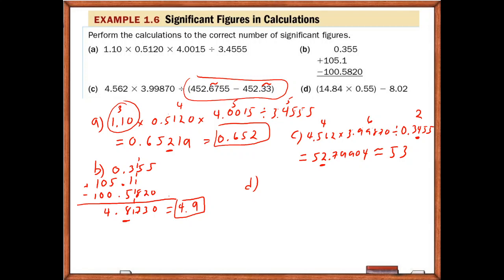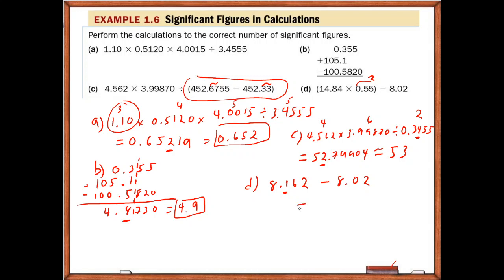Okay, so here I'm going to say, do the parentheses first. So I'm going to end up with 8.162 minus 8.02. I need to figure out where to round this first number. So I'm going to look in the parentheses and see that this only has 2 sig figs. That tells me this stops at this 1 actually. Okay, so then I'll finish doing this.